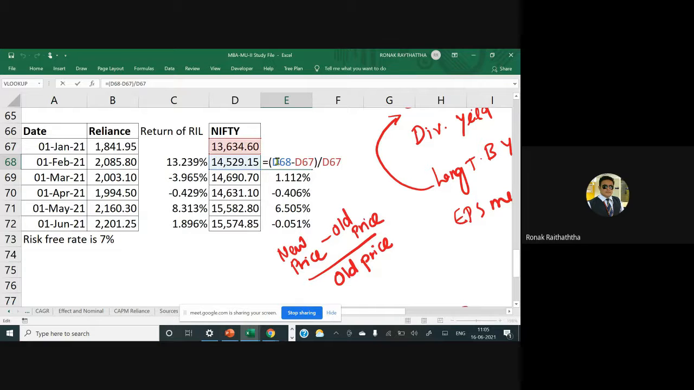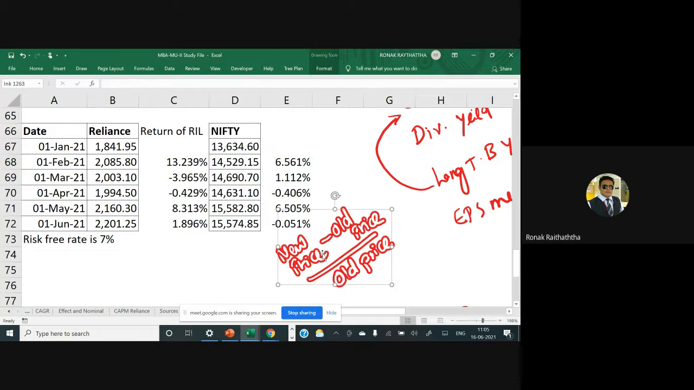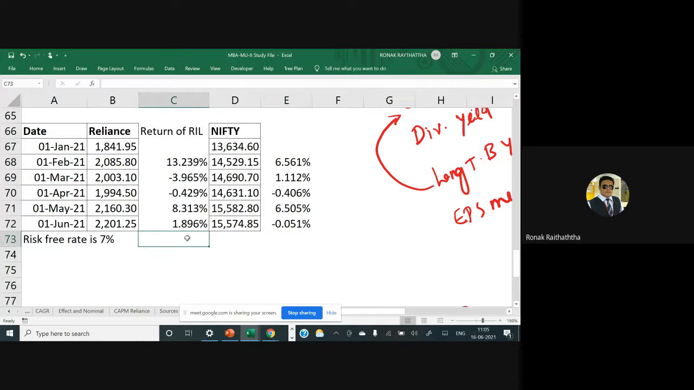This is just for your knowledge purpose, please. This will not be asked in the examination. I'm reiterating that. But how to find that beta? Some people ask me that we want to do it practically. That's why I'm doing it. Okay. Now, once we find the returns of Nifty as well as Reliance, then we want to know how the returns of Reliance are sensitive to the Nifty. Then this can be found by using various ways.